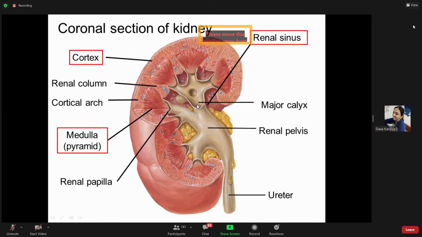If you see, each major calyx is divided into 3 to 4 minor calyces. And over the minor calyces, there is the opening of the renal papilla, where the urine formation starts. So urine enters into the minor calyces, which join together to form the major calyces, which join together to form the renal pelvis, and finally urine enters into the ureter.